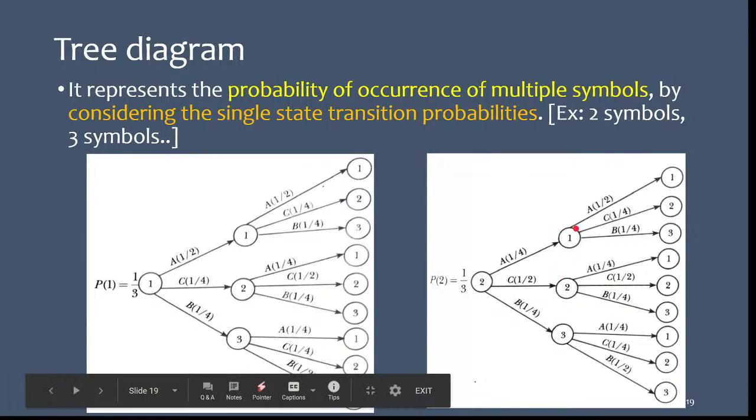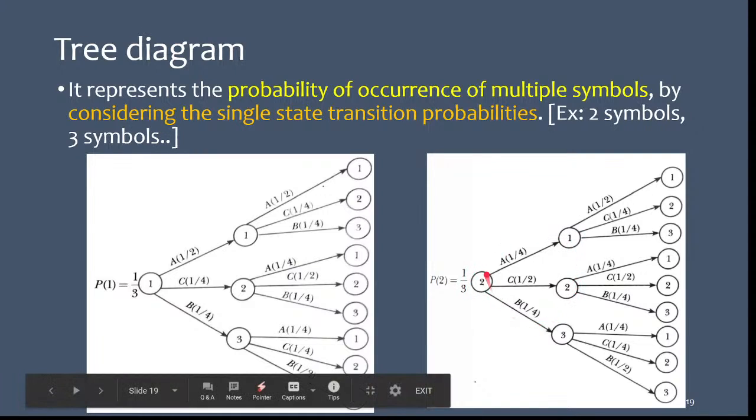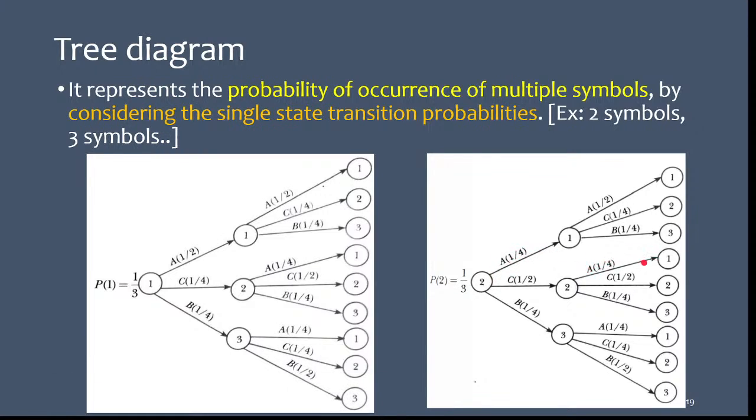For example, initially it was in state number 1, then what happens? We know here, if it was in state number 1, then what are the transition probabilities? The same comes here. I mean, it's the same information. Similarly, if it was in state number 2, then what happens? You just need to copy this part of the figure, as I'm indicating here by a circle, again here.